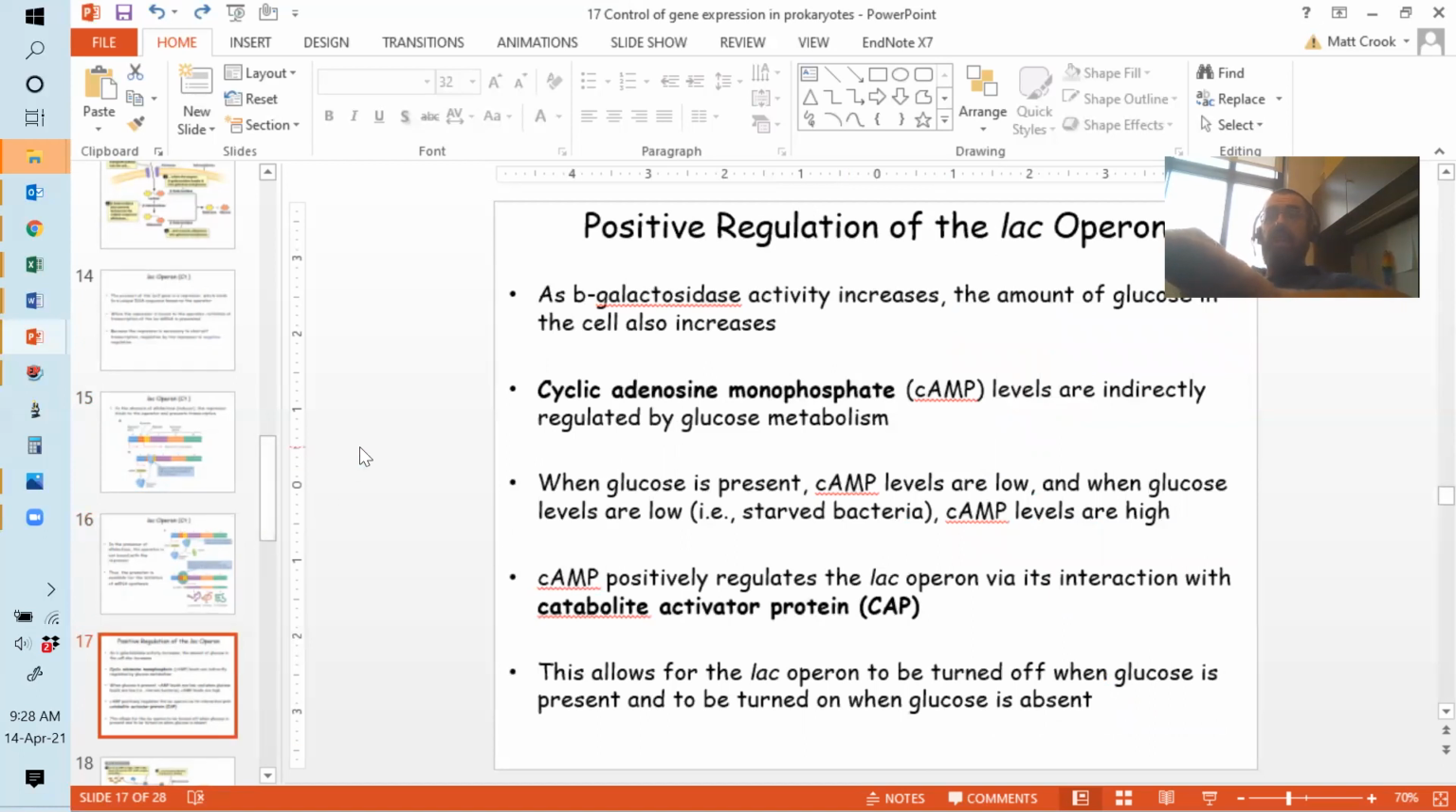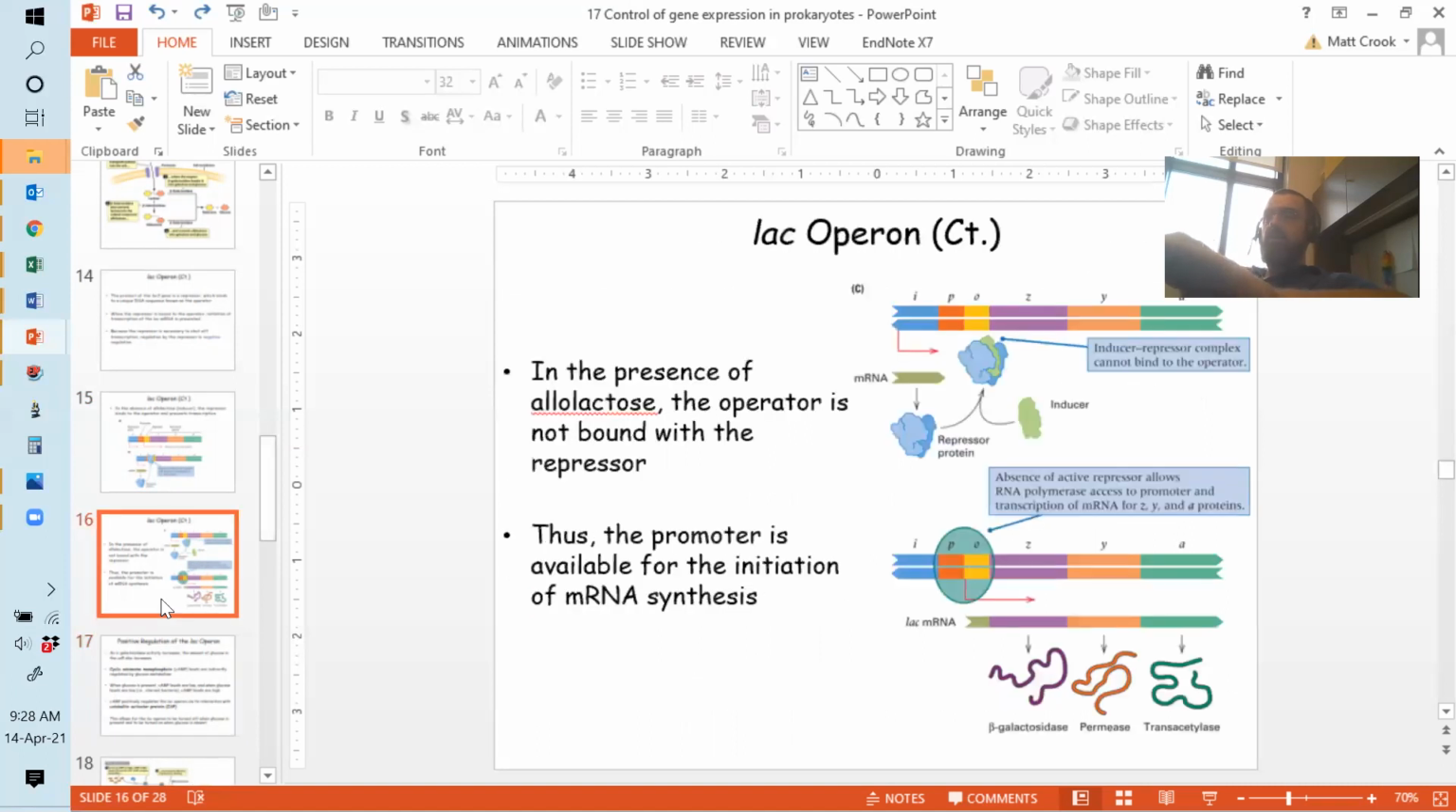Okay, now we have an extra wrinkle. So this is the large-scale change of expression of the lac operon. Removal of the LAC-I repressor protein in the presence of lactose changes the transcription of this operon by a very large amount.